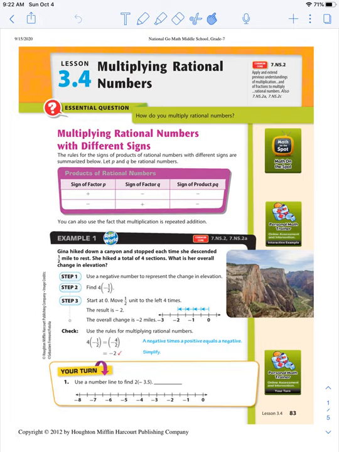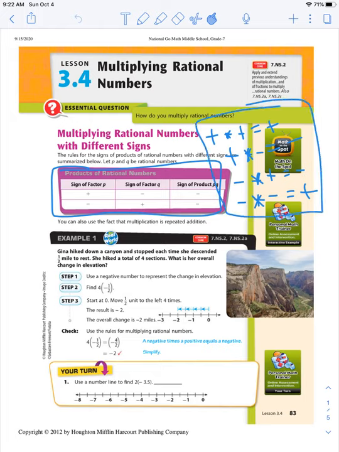Now, think back to Chapter 2 when we were multiplying integers, and there are some key rules that come into play here. So check out this chart. This chart highlights what we talked about in Chapter 2: a positive times a positive is a positive, a positive times a negative is a negative, a negative times a positive is also a negative, and a negative times a negative, well, that cancels each other out and it's a positive. So if you haven't written that in your notes somewhere, write that in your notes.